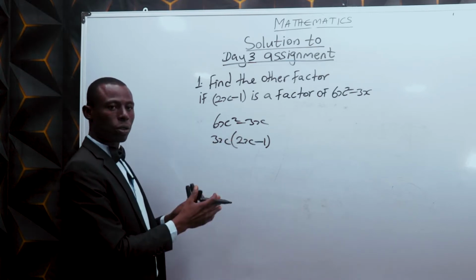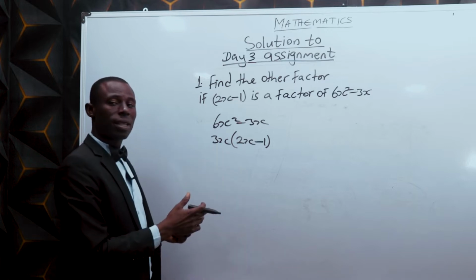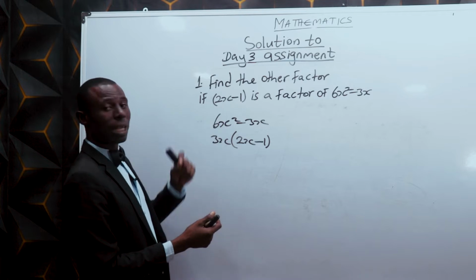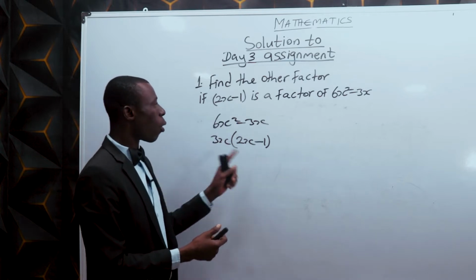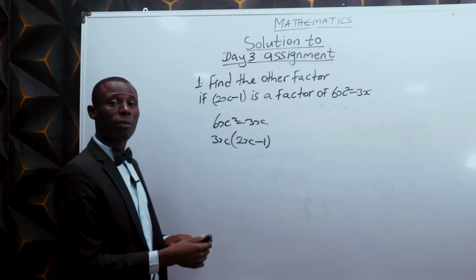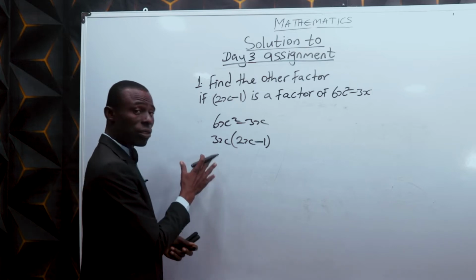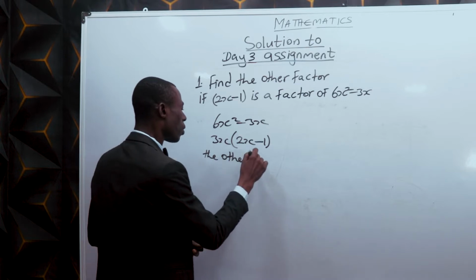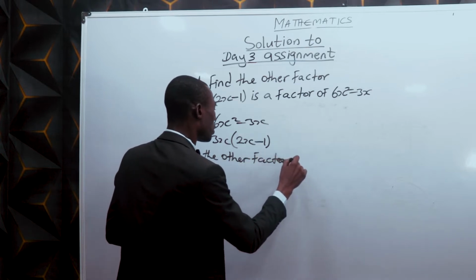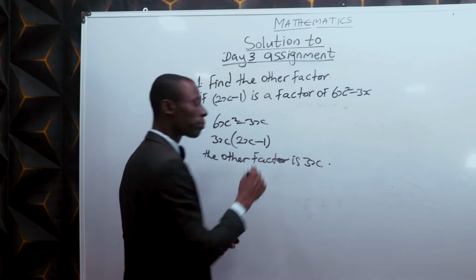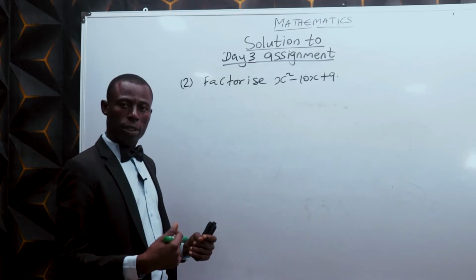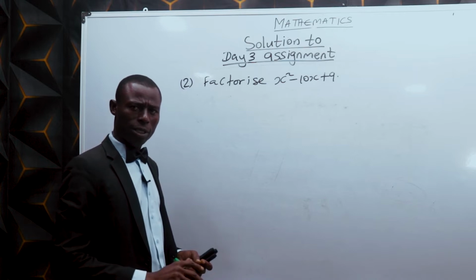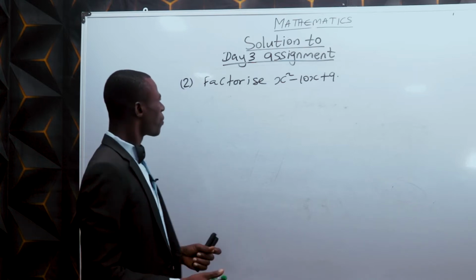We have two factors in all, 3x and 2x minus 1. And 2x minus 1 has been given to us at the beginning as a factor of the expression. We have to find the other factor. Definitely, as we can see, the other factor is 3x. I hope you get the first one. How many of you got it right when you tried your hand on it? Good, I know you could.